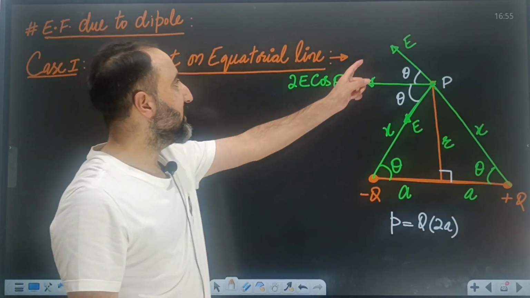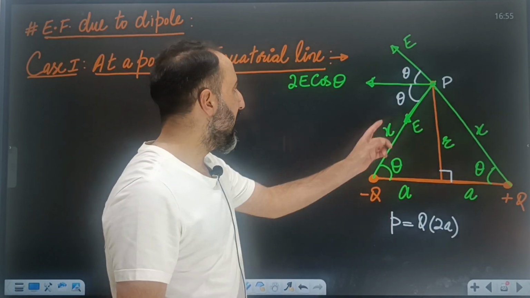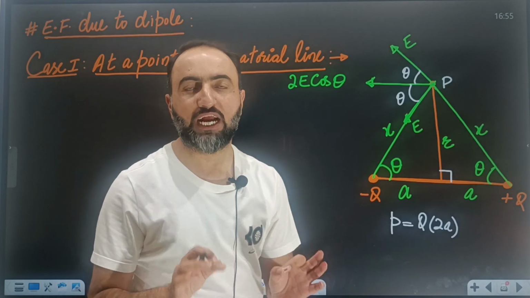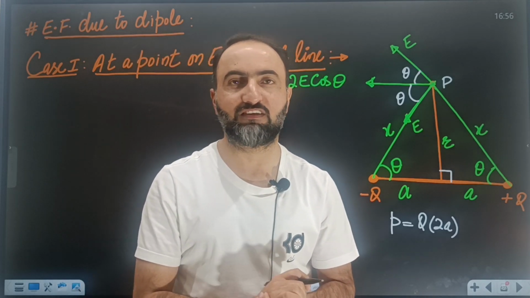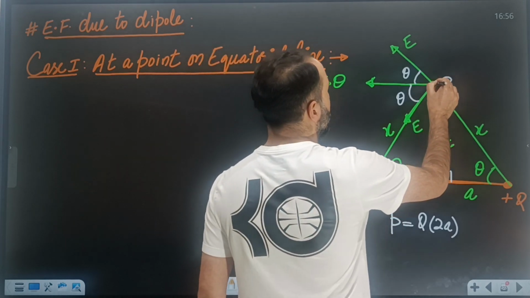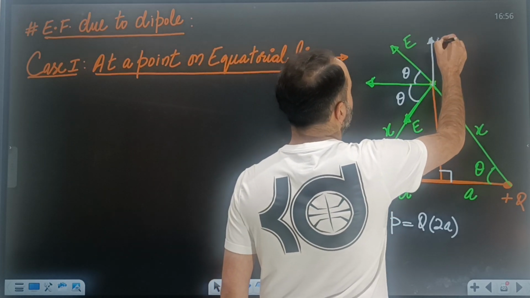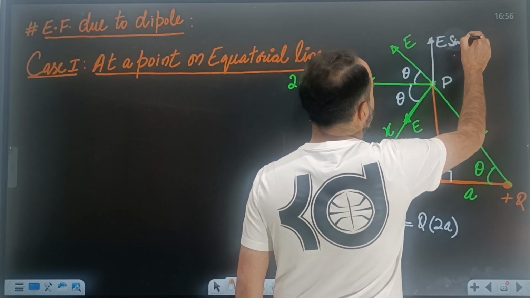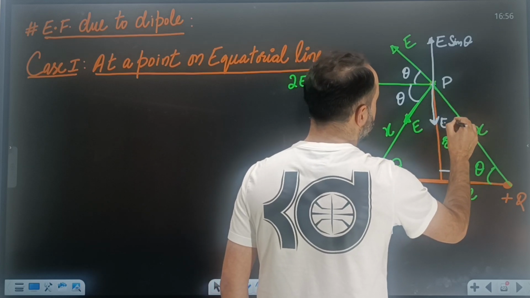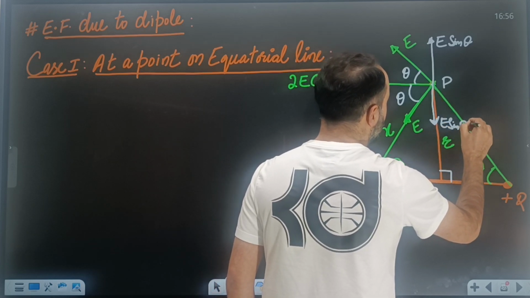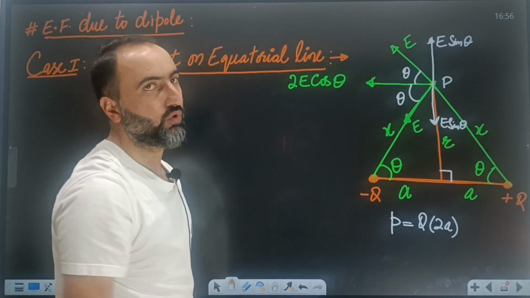Then this E will have two rectangular components, and this E will also have two rectangular components. The sine components, E sin theta and E sin theta, will be equal and opposite. This is the component of this one, E sin theta, and the component of the other is also E sin theta. They are equal and opposite, so they are going to cancel.